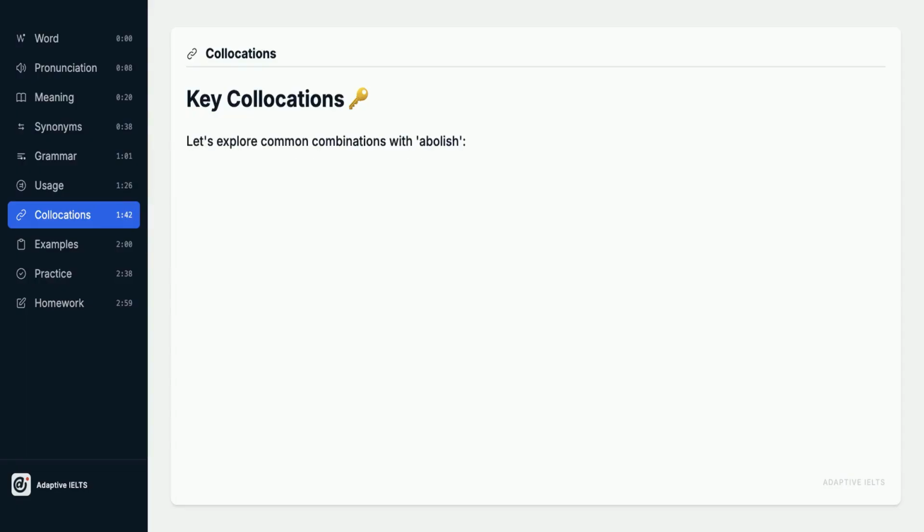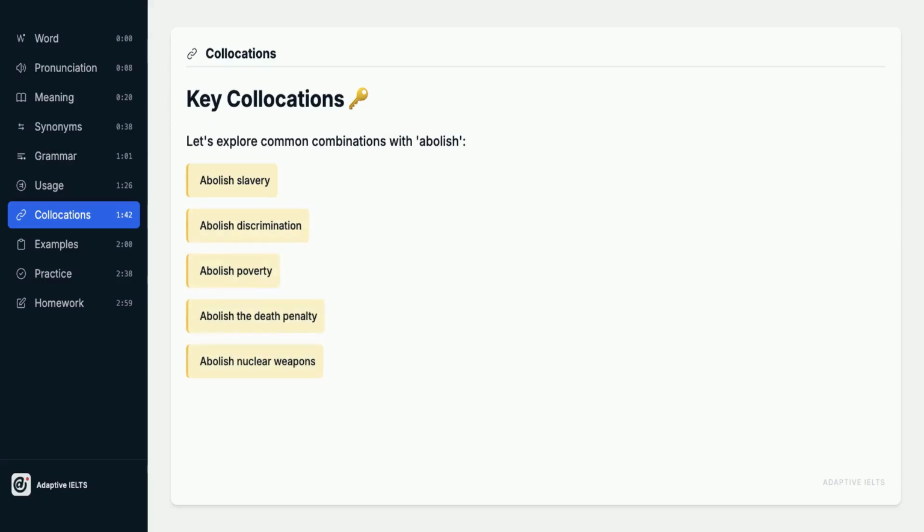Now I'm excited to share some powerful combinations with abolish that will really boost your IELTS score. These are what we call collocations. Let's look at the most useful ones. Abolish slavery. Abolish discrimination. Abolish poverty. Abolish the death penalty. Abolish nuclear weapons.